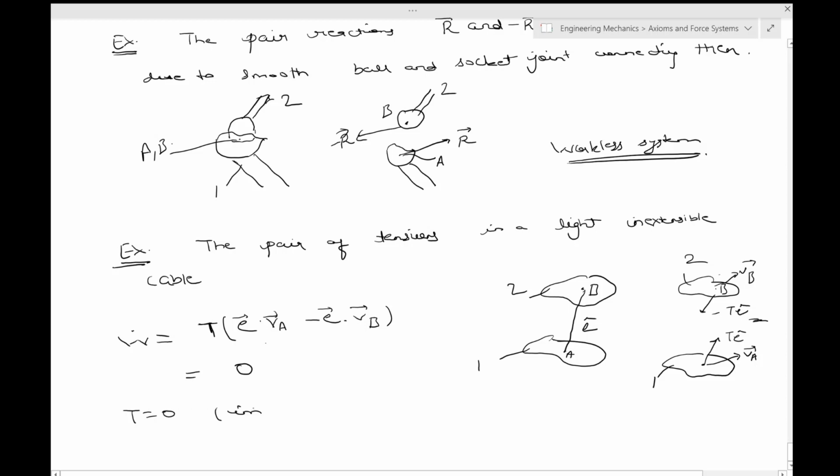This is a case of impending slackness. It is just about to become slack, or along this direction e, the components of the velocities of A and B will be the same. So if it's taut, then it will be inextensible.